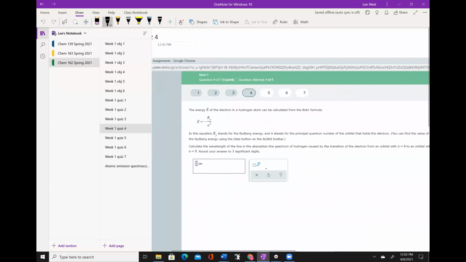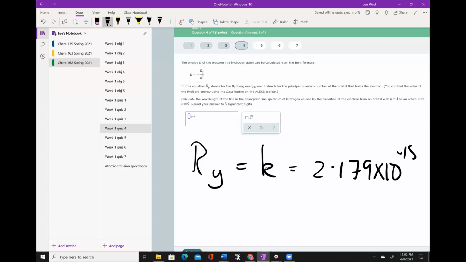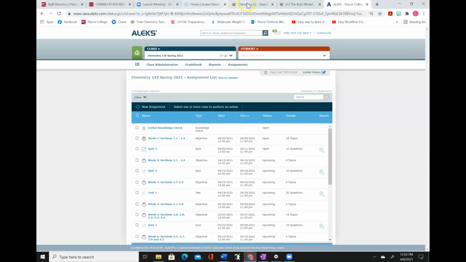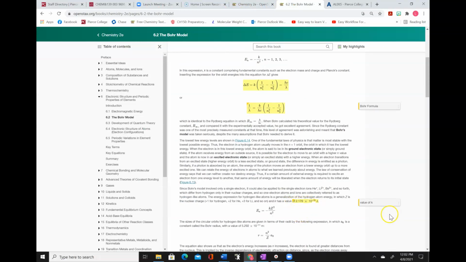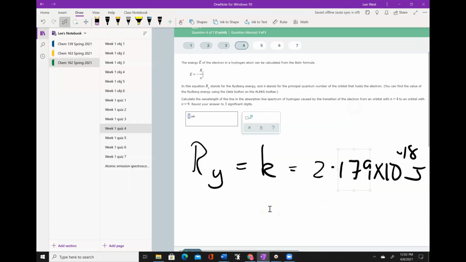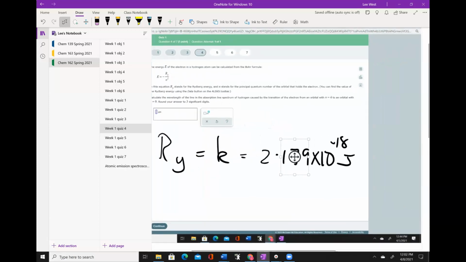Okay, let's have a look at this one. So this is about using the Bohr formula. So we know that Ry is the same as what your book labels as K, which is 2.179 by 10 to the minus 18 joules. And you can flip on over to your book, and there it is there. Like I said, I highlight these things so I don't have to keep looking them up every time. Got them on hand. All right, so what are we asked to do?